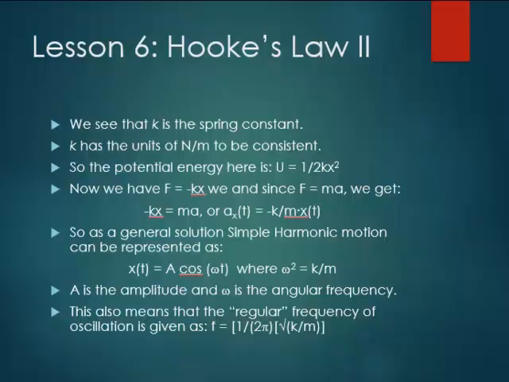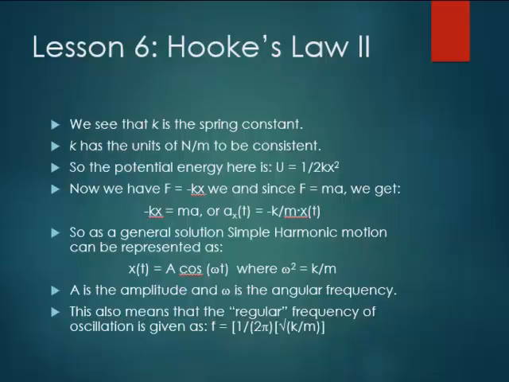Remembering that F equals negative kx, and we remember all the way back to Newton's second law that F equals ma, we can get a relationship between k and x, or negative kx equals ma, or we can write a of t as negative k over m times x of t.